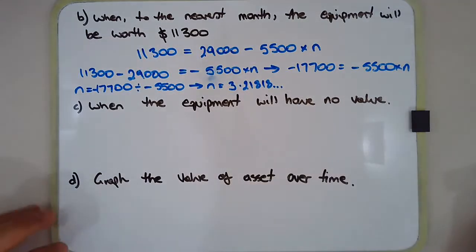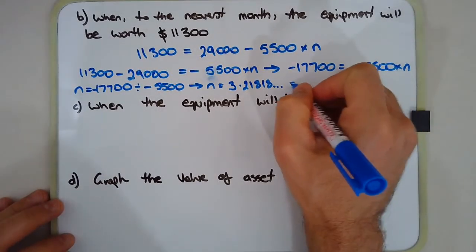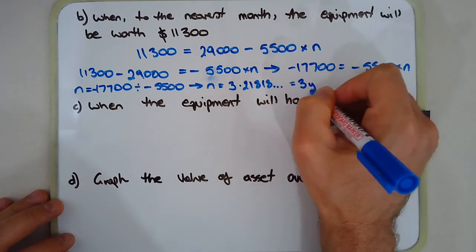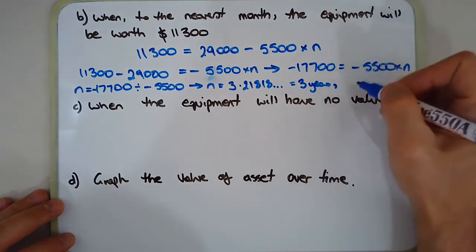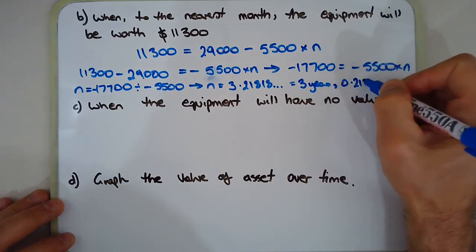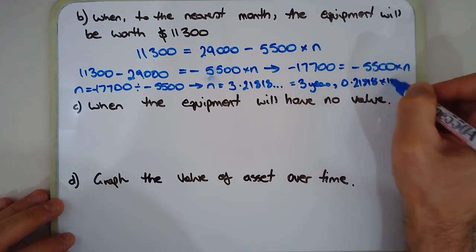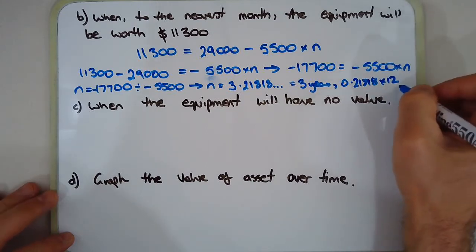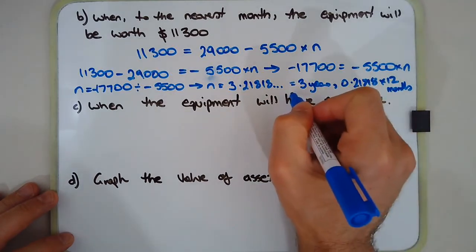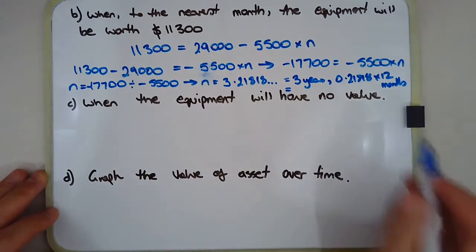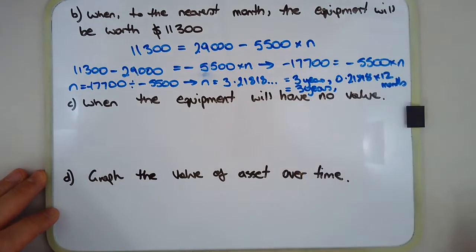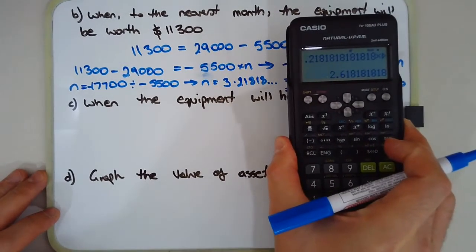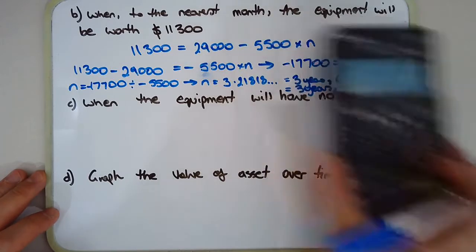So that's going to be equal to 3 years and 0.21818 times 12 months. So that's going to be 3 years, and we just worked out 2.6 months, so that's 3 months, in fact.